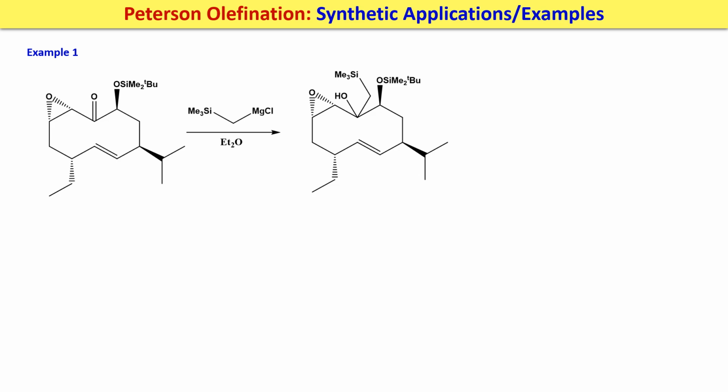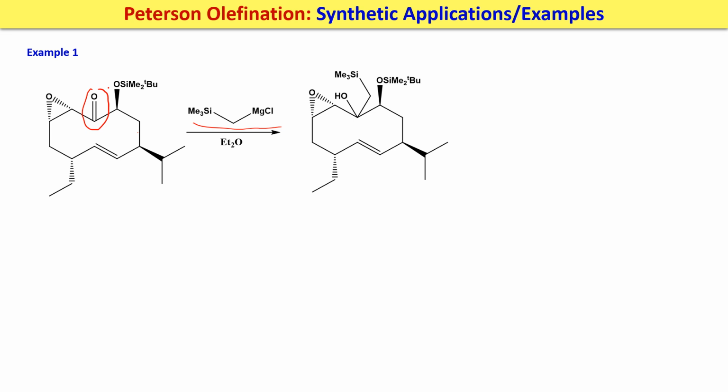Here we have the first example. And here you can see the reagent given: Me3SiCH2MgCl, with ether as the solvent. Though the substrate looks very complex, we have to focus on the actual reaction site. The main important point for any name reaction is to recognize the reagent and where the exact reaction is happening. In this molecule there are so many chiral centers, but our focus will be on this reaction site.